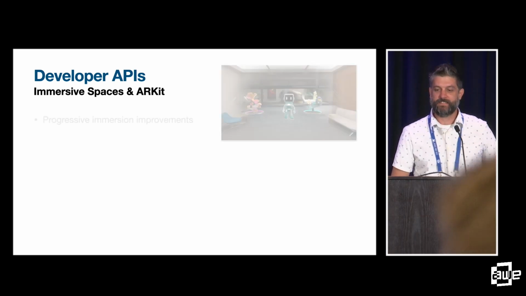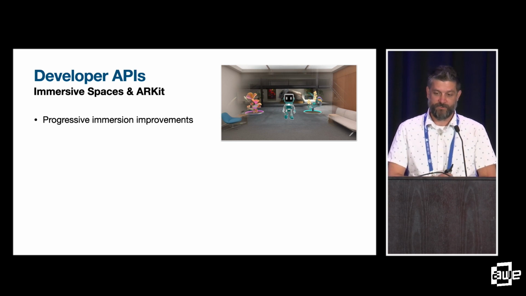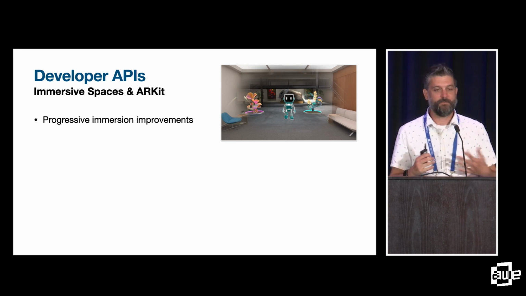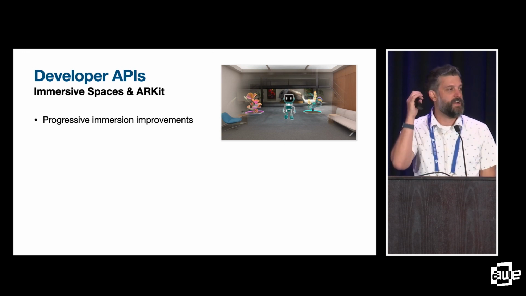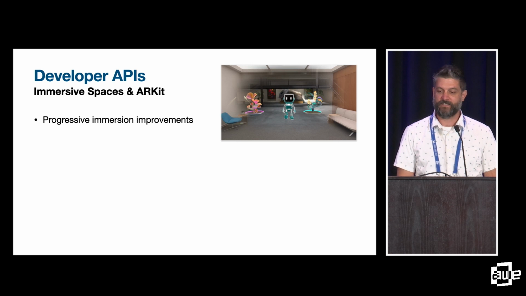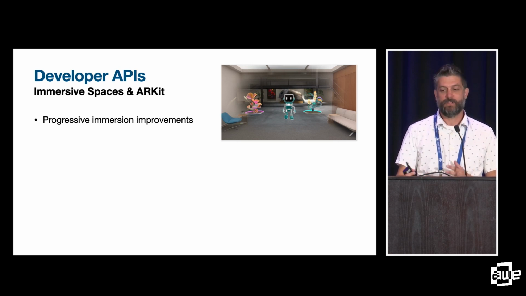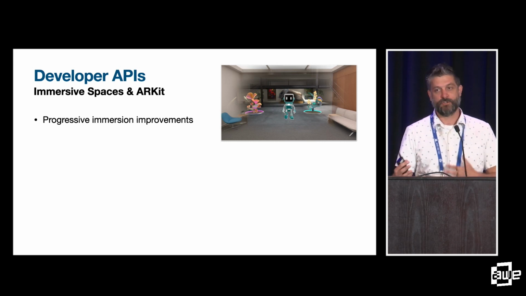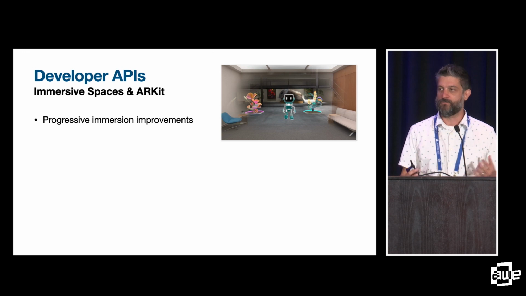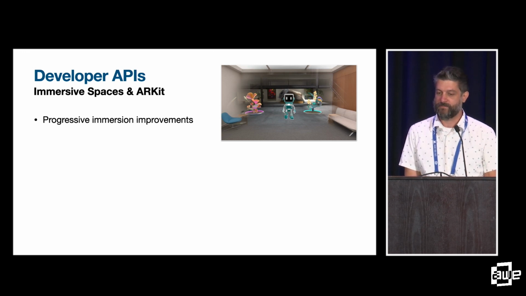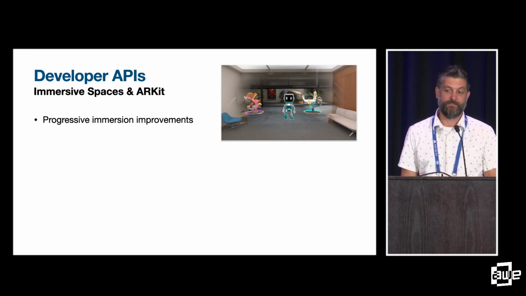So with immersive spaces and ARKit, first, we have some good progressive immersion improvements. Progressive immersion is where you have an immersive scene, but you can use the digital crown to dial in and out the level of immersion. With visionOS 2, they've added the ability to provide minimum and maximum immersion amounts, so you can really get some fine-grained control over the immersion experience for your app. And you can also respond to changes in the level of immersion.